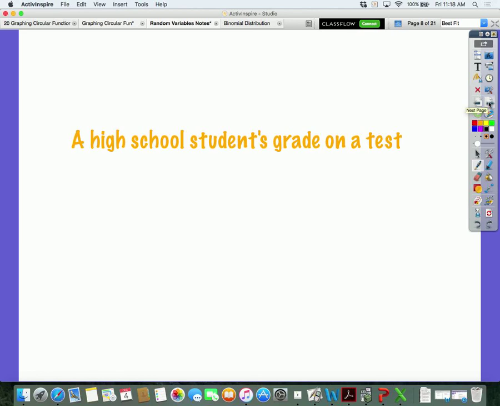Here's the next one. A high school student's grade on a test. Is that continuous or discrete? You're going to write down a D or a C, and hold it up in 3, 2, 1. It is discrete. Because you're right, a class's grades could range between a certain value, but your grade on the test will be an 88. It's something that is finite.